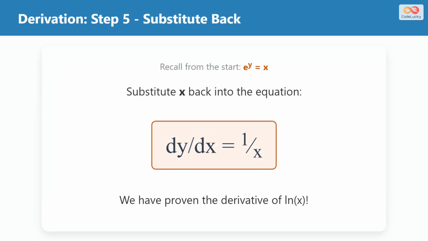We are almost done, but our answer is in terms of y. Remember our very first step. We defined x as equal to e to the y, so we can just replace e to the y with x. This gives us our final result. The derivative of natural log x is 1 over x.